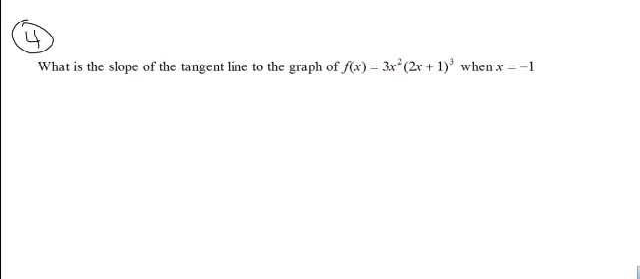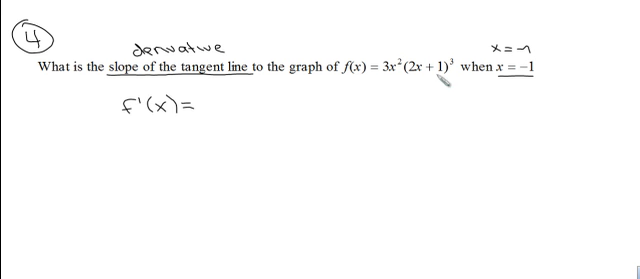Okay, number 4 says find the slope of the tangent line to the graph of f of x when x equals negative 1. Okay, so the slope of a tangent line is another way of saying find the derivative at x equals negative 1. So I'm going to have to find my derivative. Since I have a product, I'm going to have to use the product rule.